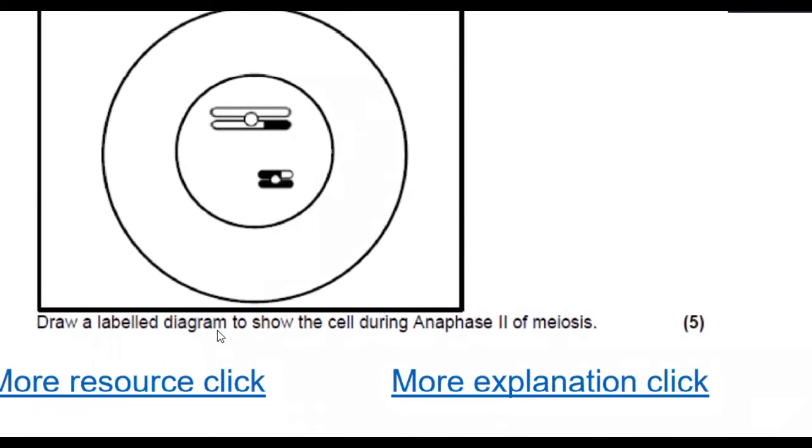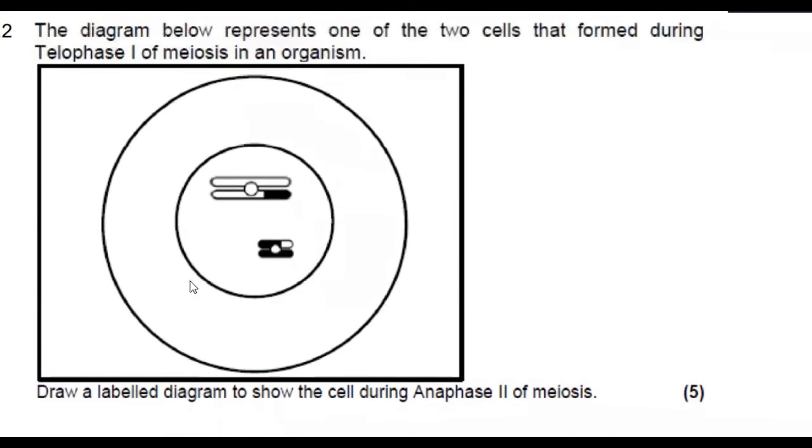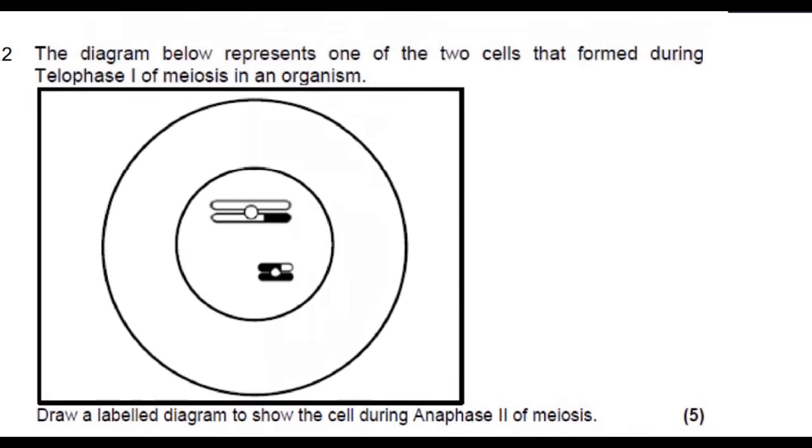Now draw a diagram to show the cell during anaphase 2 of meiosis. When I ask you to draw a diagram, you must write a title. That is the first thing, the title. You cannot draw anything without a title. Use a sharp pencil. You must be neat. Someone is going to ask you, am I neat when I'm writing? I'm saying you must be neat.